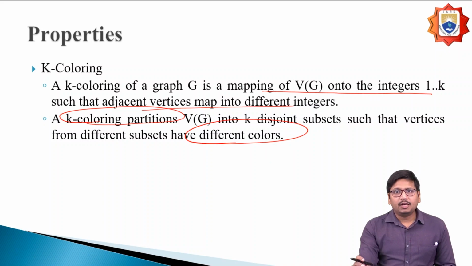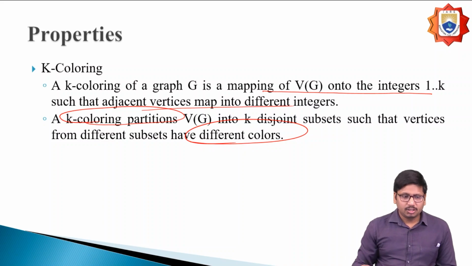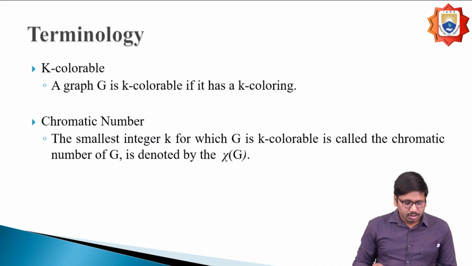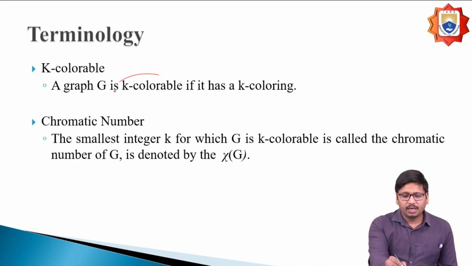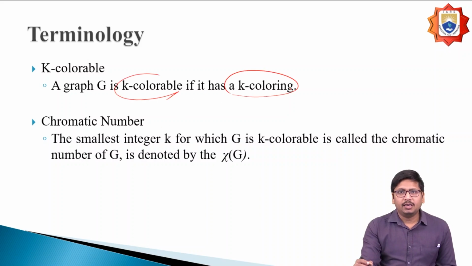Okay, so the K coloring of the graph is the mapping of vertices of the graph to the numbers 1 to K such that no adjacent vertices have the same color; they should be different integers. So the K coloring partitions the vertices into K disjoint subsets. Another terminology you are going to see is K colorable. That means a graph is K colorable if it has a K coloring.